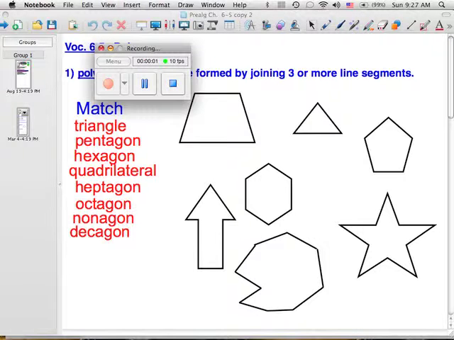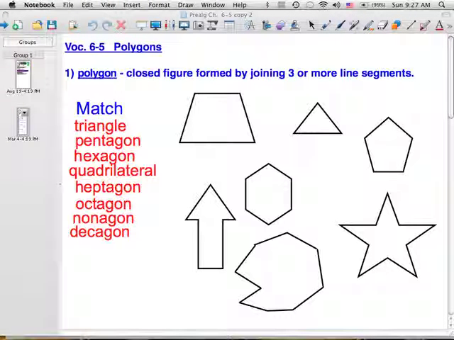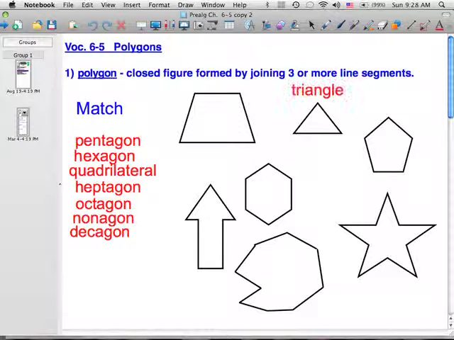Welcome to my pre-algebra class on Chapter 6, Section 5 on polygons. In geometry, a polygon is a closed figure formed by joining three or more line segments. So these are words that you should know. A triangle, the word tri means three sides, so this would be this polygon, a three-sided polygon.